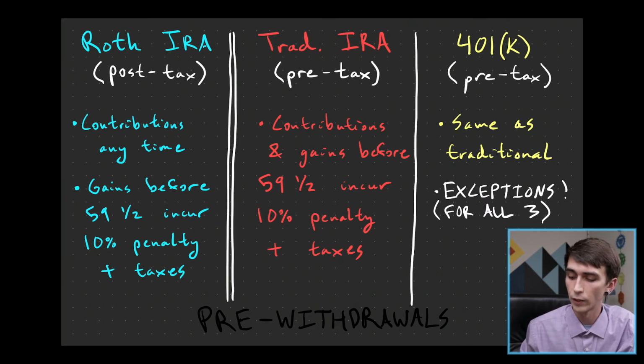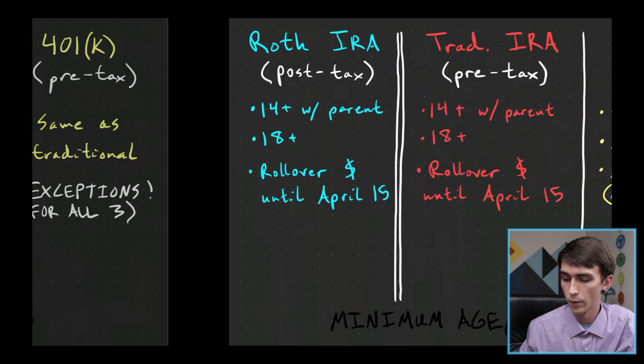Now, there are some exceptions for all three of these accounts. You can withdraw, I think, up to $10,000 for a first-time home purchase. You can withdraw like $5,000 for a childbirth expense. And there's a couple of other things like disabilities and stuff like that, where basically you can take out a little bit of the money without having taxes or the penalty, but it kind of just depends. And talk to a financial advisor about this, please. And yeah, so that's pretty much all for that one.